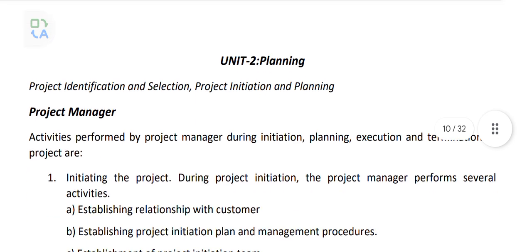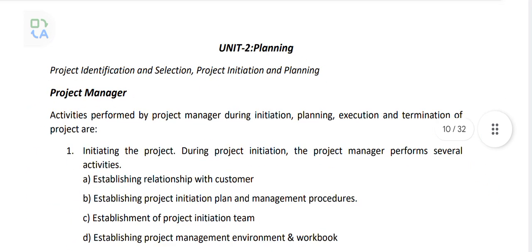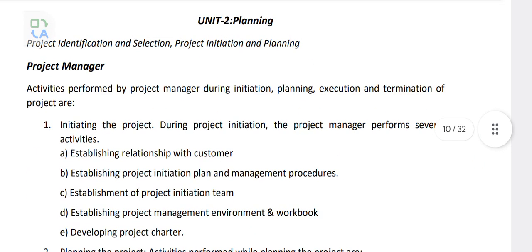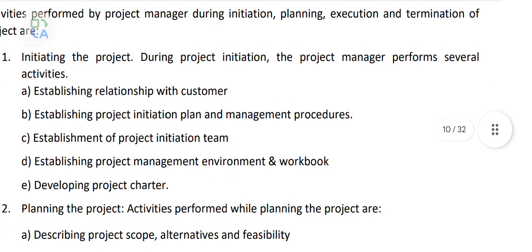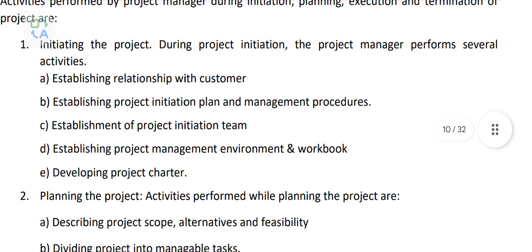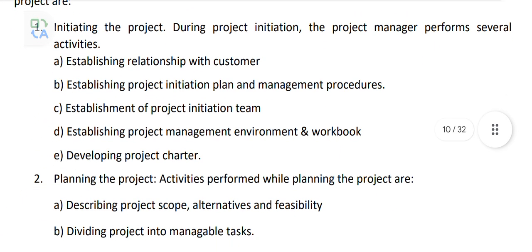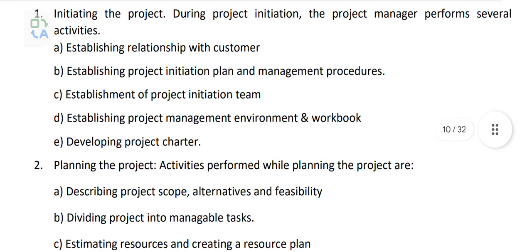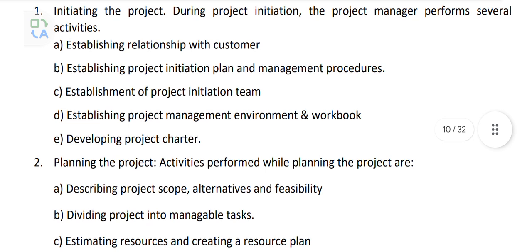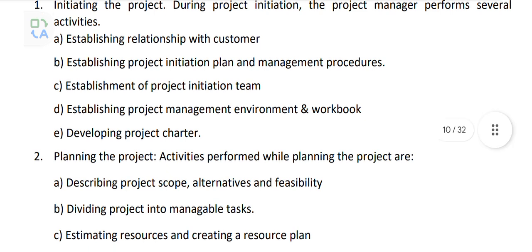Planning. Project manager. The activities performed by the project manager during the initiation, planning, execution, and termination. Initializing the project. During project initialization, the project manager performs several activities: establishing the relationship with the customer, establishing the project initiation plan and the management procedure, establishment of the project initiation team, developing the project charter, establishing the project management environment and workbook.